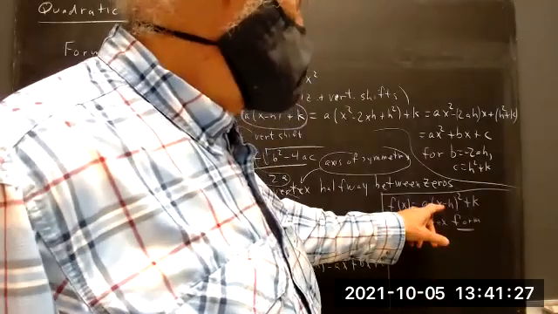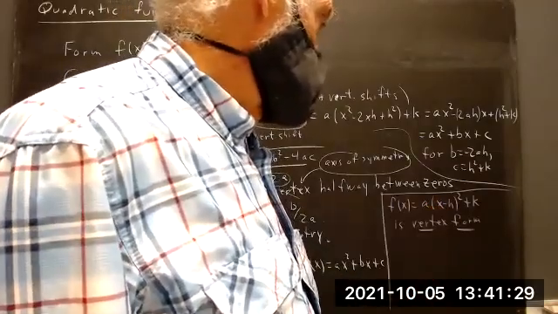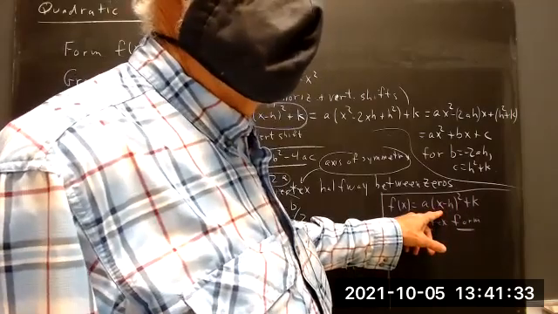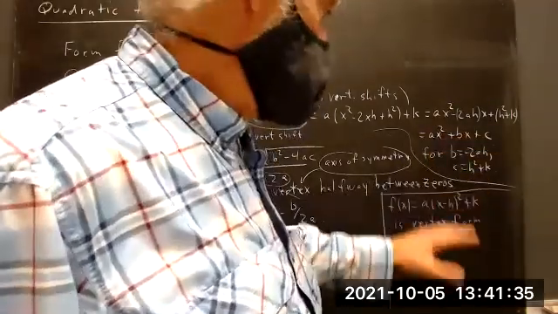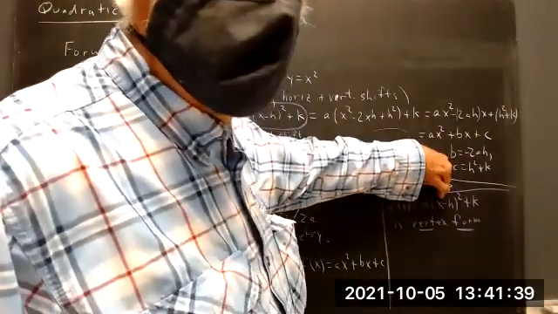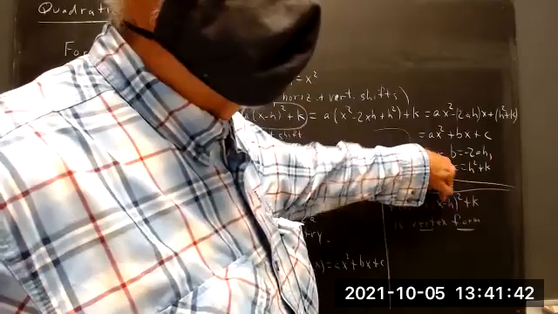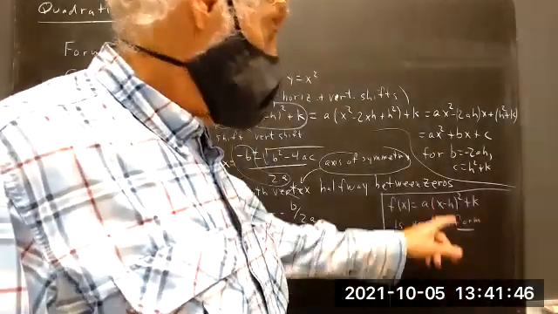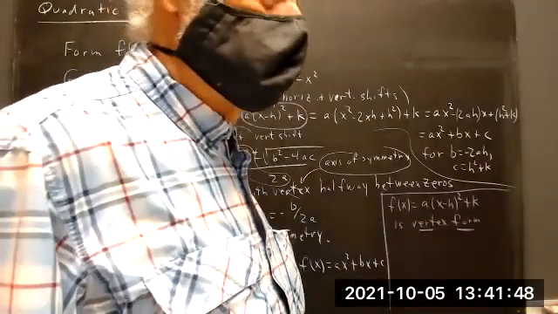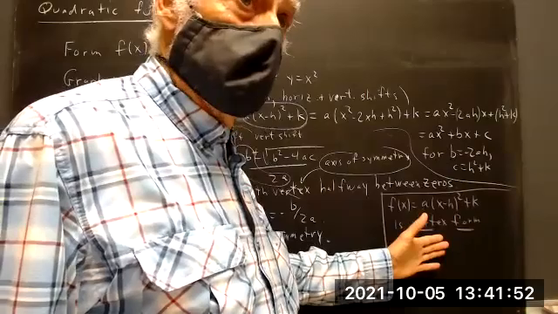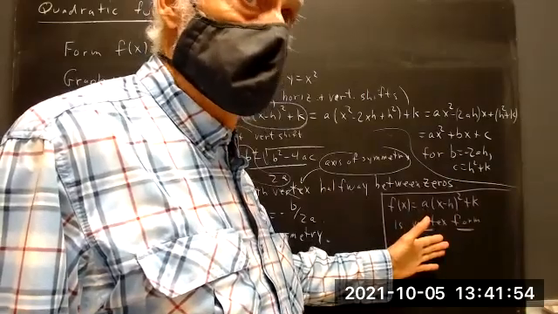You plug in x equals 0, and that does give you the vertex of the problem. It also tells where the axis of symmetry is, which is x equals h. So you get a lot of advantages by knowing the vertex form.